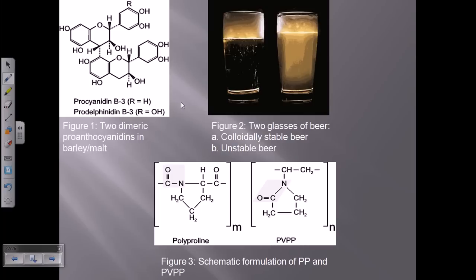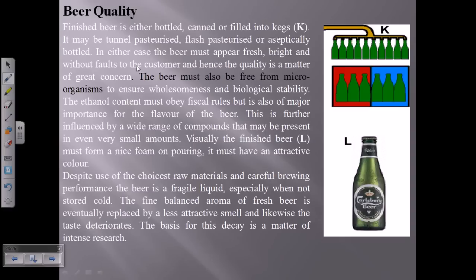Okay, now here we can see two different examples. On the left-hand side we can see the colloidally stable beer, and in this case we can see unstable beer. In the unstable beer, you can see the presence of a lot of proteinaceous and amino acid compounds, which make it unstable, because filtration is required. If we filter it properly, we get this kind of clear beer. These are the different components; due to the presence of them, they make the beer unstable.